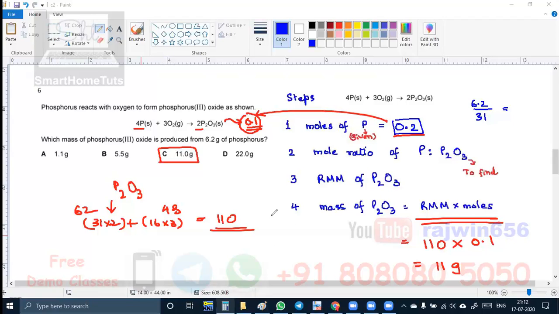Because they have given here 6.2 grams, that's why 6.2 divided by the atomic mass of phosphorus, 31, gives us 0.2. That gives me the moles of phosphorus. From moles of phosphorus, I'm getting moles of P2O3, half of that, because it is 4 is to 2. So 0.2 is becoming 0.1. And then finally, I'm going to multiply it by RMM.